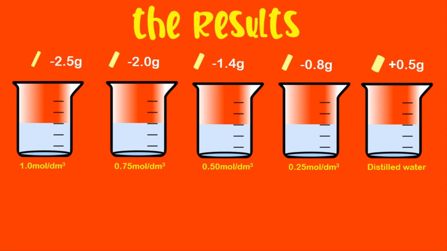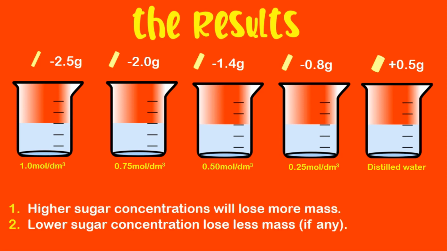The third highest sugar concentration, it lost 1.4. The fourth highest, it lost 0.8 grams. And in the distilled water, it actually gained mass. You can see I'm looking all chunky over there, chunky potato on the right-hand side. So there are 2 general things here. The higher the sugar concentration, the more mass it's likely to lose. And the lower the sugar concentration, the less mass it's likely to lose, if any at all.